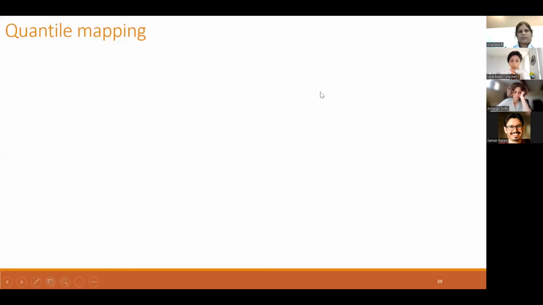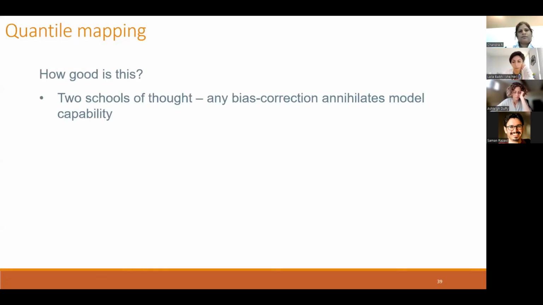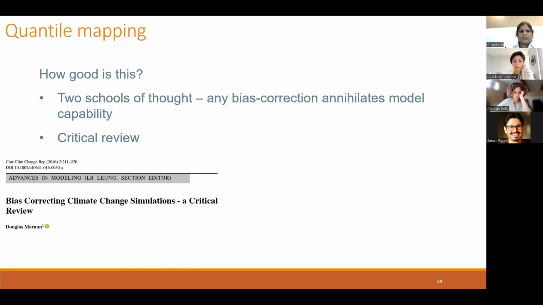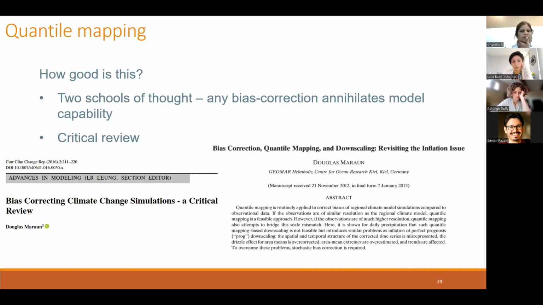Let us see what are the disadvantages, or how good is this quantile mapping. There are two schools of thought basically. Some say that any bias correction or any quantile mapping annihilates the model's capability. But there are also critical reviews, one such review looking at how good this bias correction is, specifically with respect to precipitation and temperature and all.